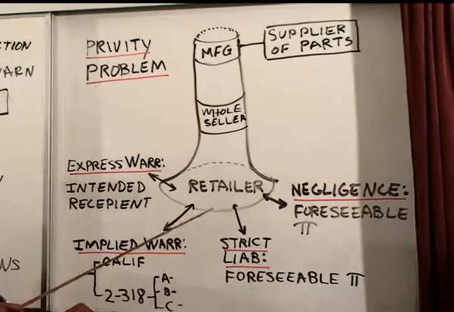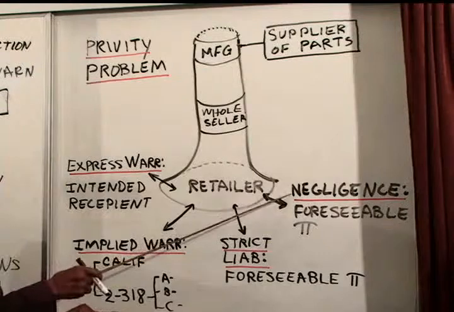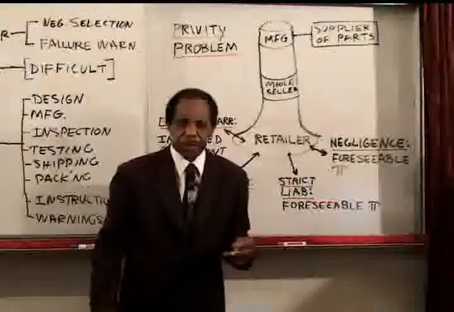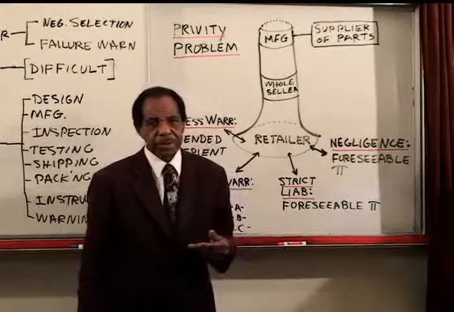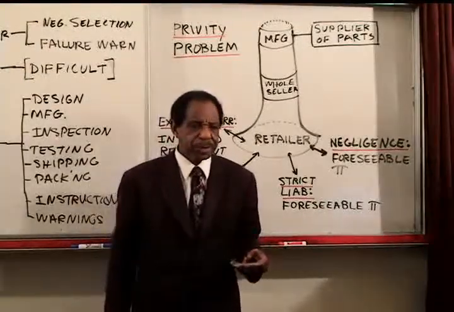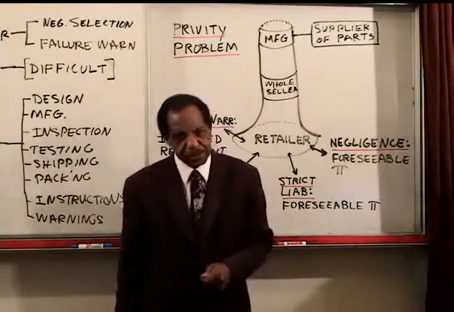First of all, when someone is sued for negligence, this is a suit that is against whoever actually committed the negligence. That is to say, if the manufacturer was negligent, you can't sue the retailer for that negligence. If the retailer was negligent, you can't sue the manufacturer. You sue whoever was actually negligent.